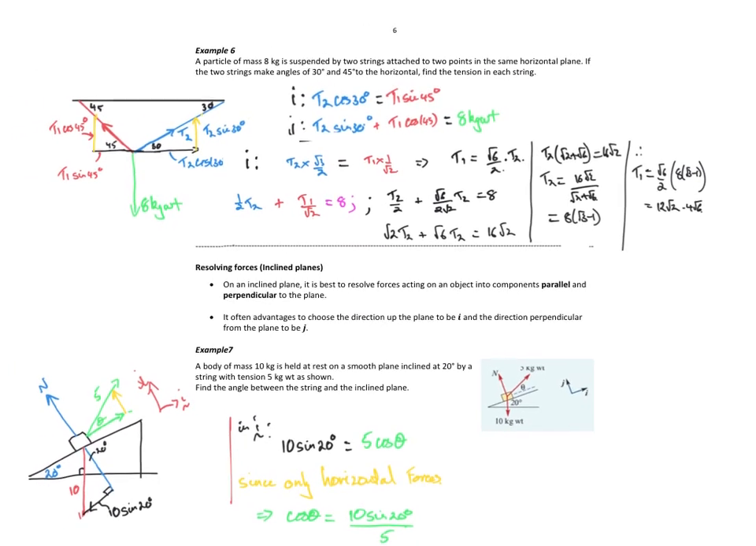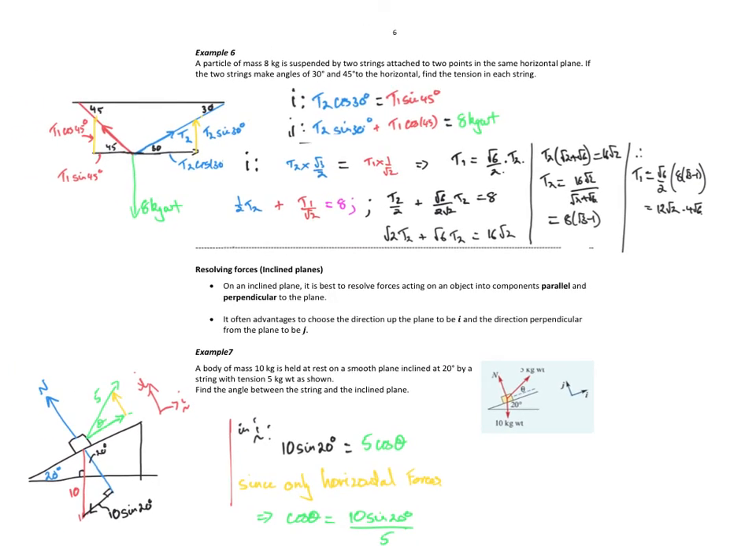So again, same sort of thing. We've got an 8 kilogram weight force acting vertically down. Two strings are attached to two points, so two different strings. The two strings make an angle of 30 degrees and 45 degrees to the horizontal. Find the tension in each string.